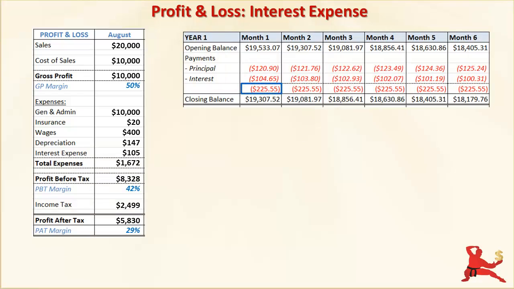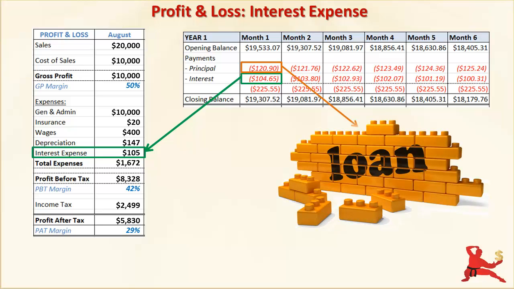We pay the first installment of $225.55 in August. This first installment consists of $120.90 of principal and $104.65 of interest. Only the interest amount is charged as an expense in the profit and loss. Interest is the cost of using other people's money in the business. Repayment of principal is not an expense. It's the reduction of debt.